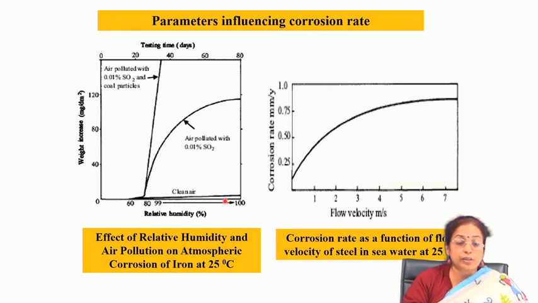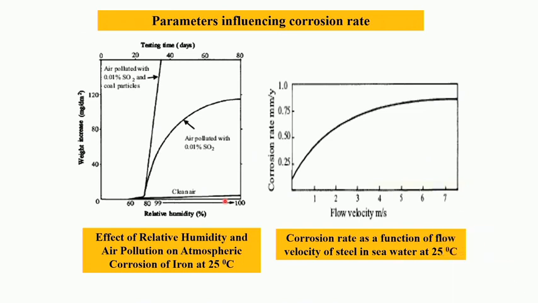In an environment where coal particles are dispersed, you will find that the corrosion rate is maximum, because the coal particles get deposited on the surface, and as a result the absorptivity of the surface increases. So, a large amount of humidity is absorbed on the surface, which increases the corrosion rate to a large extent. If you see the effect of flow velocity, as you go on increasing the flow velocity, again the corrosion rate increases to a large extent.